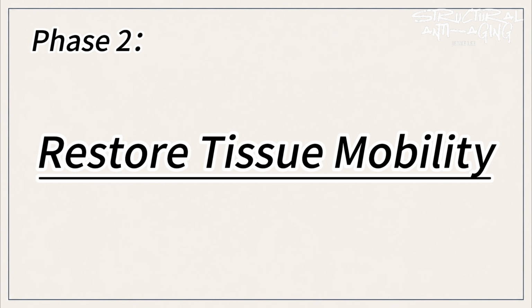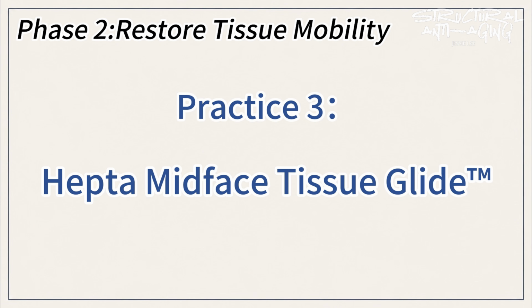Phase 2, restore tissue mobility. Practice 3, Hepta mid-face tissue glide. Place 2 or 3 fingertips gently over the area below the cheekbone, extending from the outer side of the nose toward the middle of the cheek.